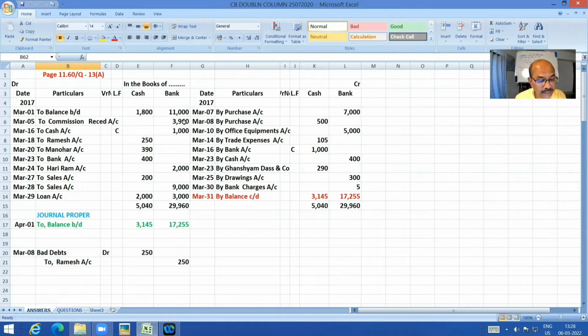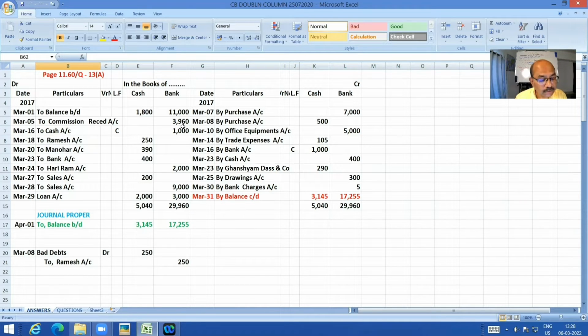Next, received a check for commission rupees 3,960. The check was immediately deposited into bank. Simple way: an income received directly into the bank. So bank to commission received 3,960. Next one, bought goods for check rupees 7,000.